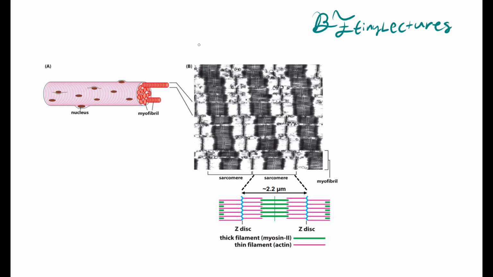Within the body, there are muscle cells, and these muscle cells are comprised of myofibrils. So these right here are called myofibrils. And these myofibrils make up the skeletal muscle cell. Okay? So the myofibrils themselves are made up of sarcomeres.